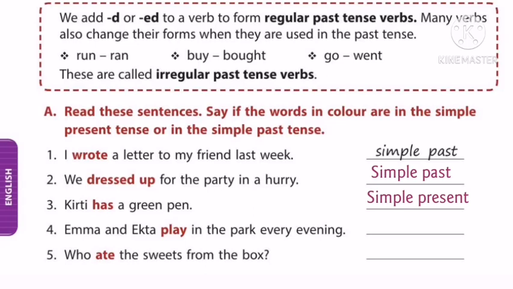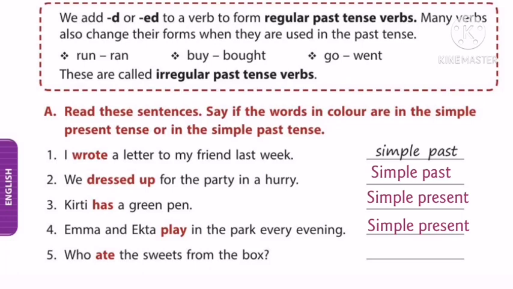Next sentence. Emma and Ekta play in the park every evening. Here the colored verb is play. Is it in present tense or past tense? It is the present form of the verb that is given. Play. Play is present tense. What is the past tense of play? It is played. So this sentence is in simple present.